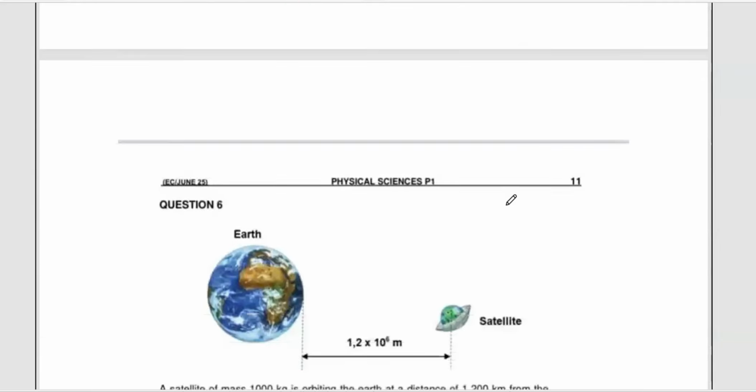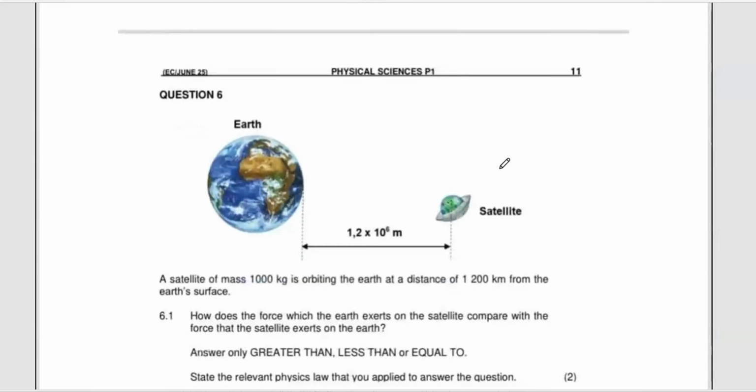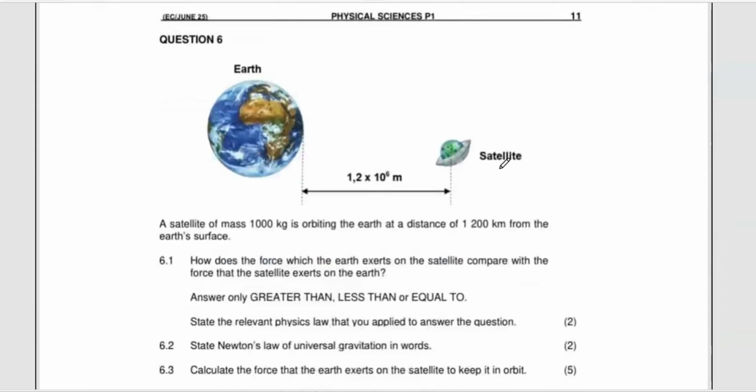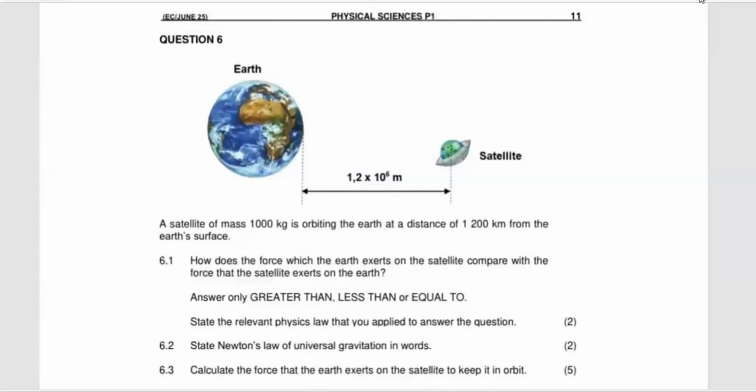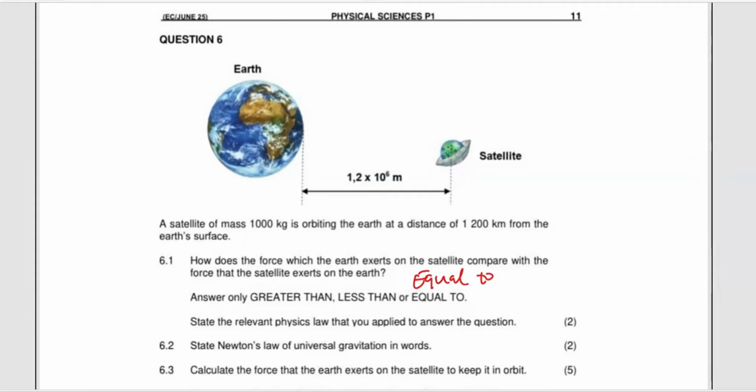And then question number 6. Question number 6, we have the Earth, we have a satellite. They're telling us a satellite of this mass is orbiting the Earth at a distance of 1.2 kilometers from the Earth's surface. So they're asking us, how does the force which the Earth exerts on the satellite compare to the force that the satellite exerts on the Earth? So the answer will be equal, remember the forces have to be the same but just opposite, okay?